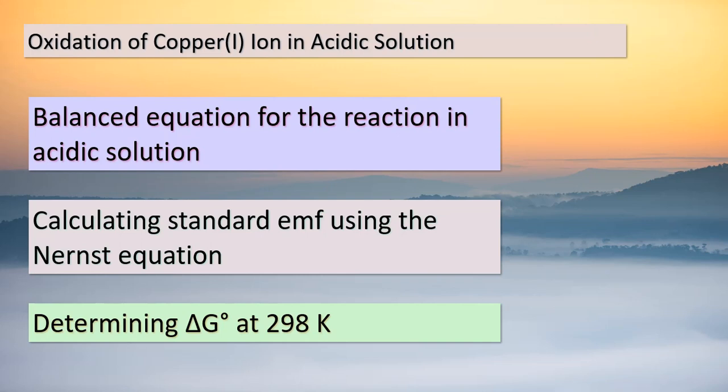But we're not stopping there. We'll calculate ΔG° at 298 K, shedding light on the feasibility of the reaction. And of course, we'll determine the equilibrium constant K at 298 K, revealing the balance between reactants and products at equilibrium.